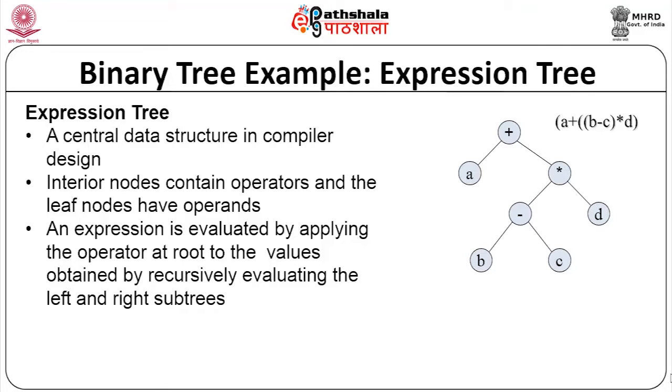Now, let us look at this. Now, you have b and c. Remember, if I want to evaluate the star, its children should have been evaluated. If I want to evaluate plus, its children should have been evaluated. So, obviously, in this expression tree b minus c will first be evaluated, and you will get a value. That value and d are multiplied, and the value you get as a result of that is added to a. So, this is the way the evaluation happens.